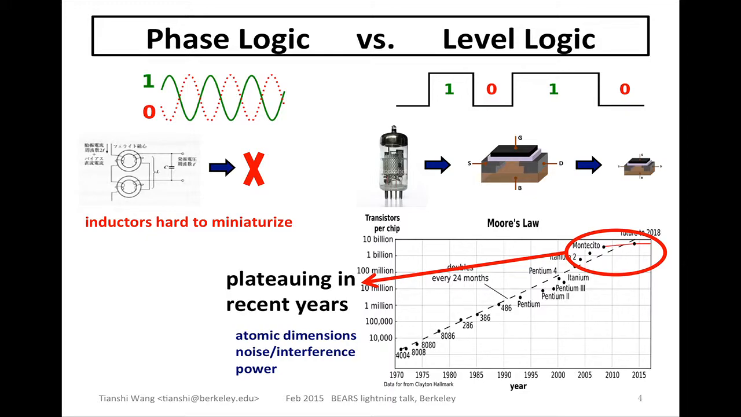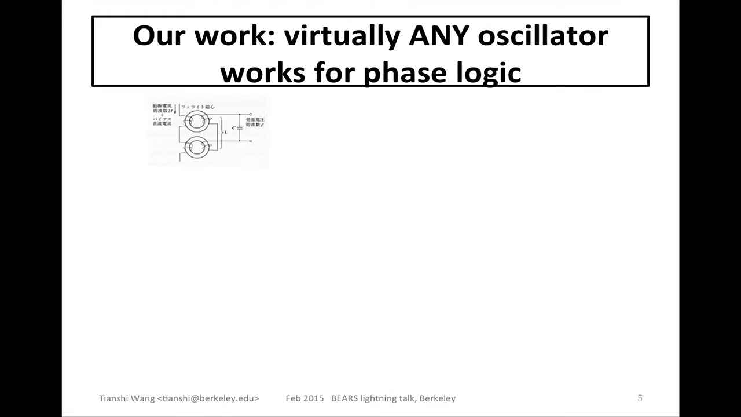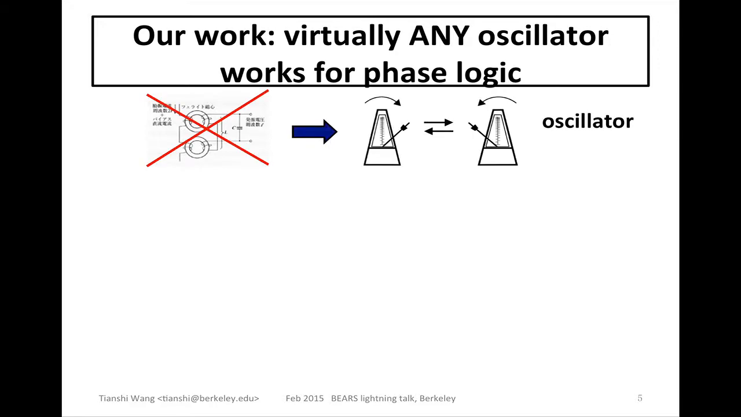And in this context, we take a fresh look at Goto and von Neumann's phase logic ideas. Our research shows that instead of using these filters made with inductors and capacitors, we can use oscillators for building phase logic computing. And here, a lovely picture of a metronome swinging between left and right. It's just to give you an intuitive idea about what's an oscillator.